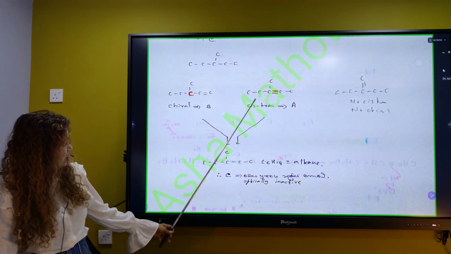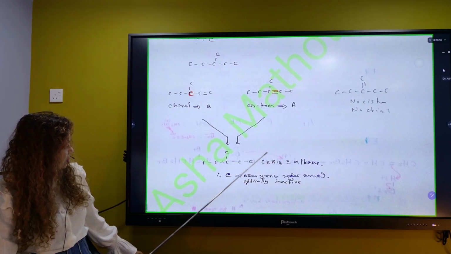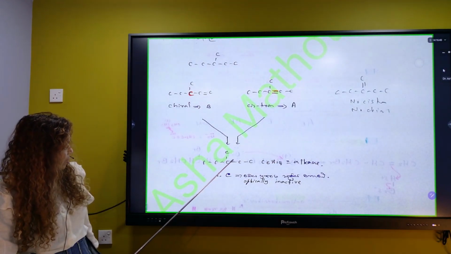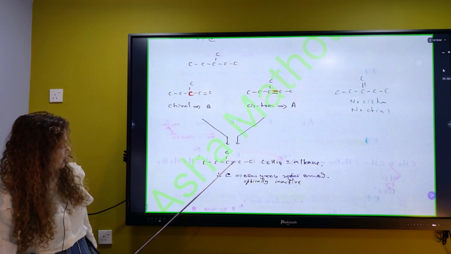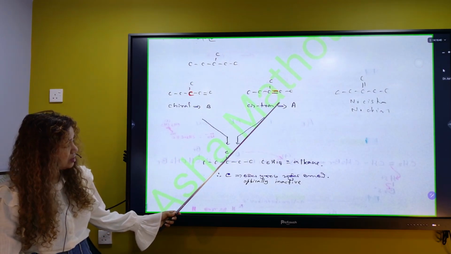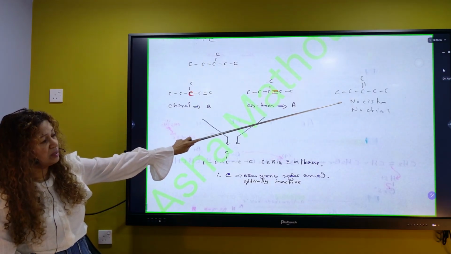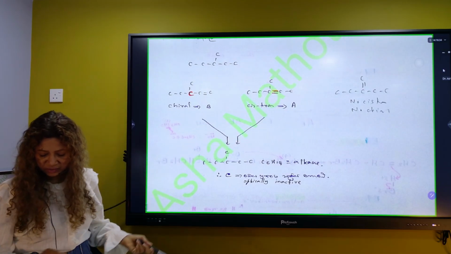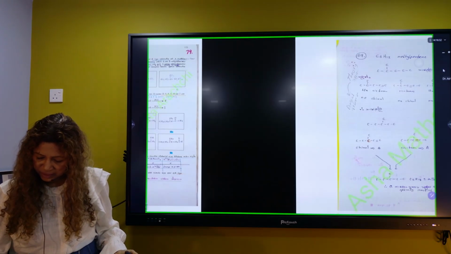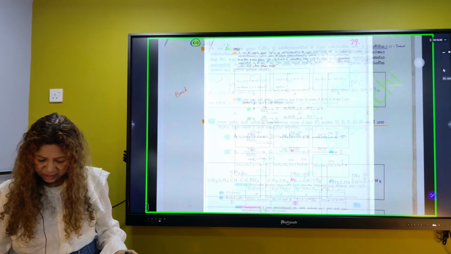And if these two go through hydrogenation, you get back the same C6H14, which is optically inactive. So for this structure, no cis-trans and no chiral carbon here.